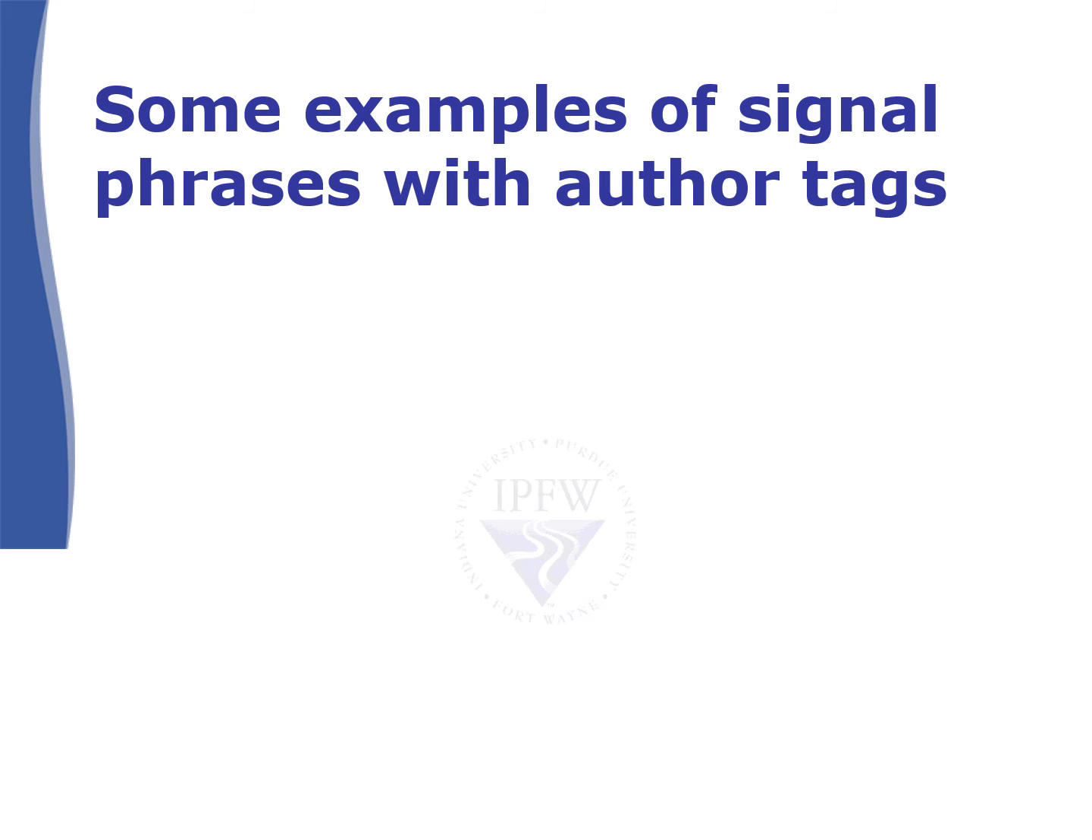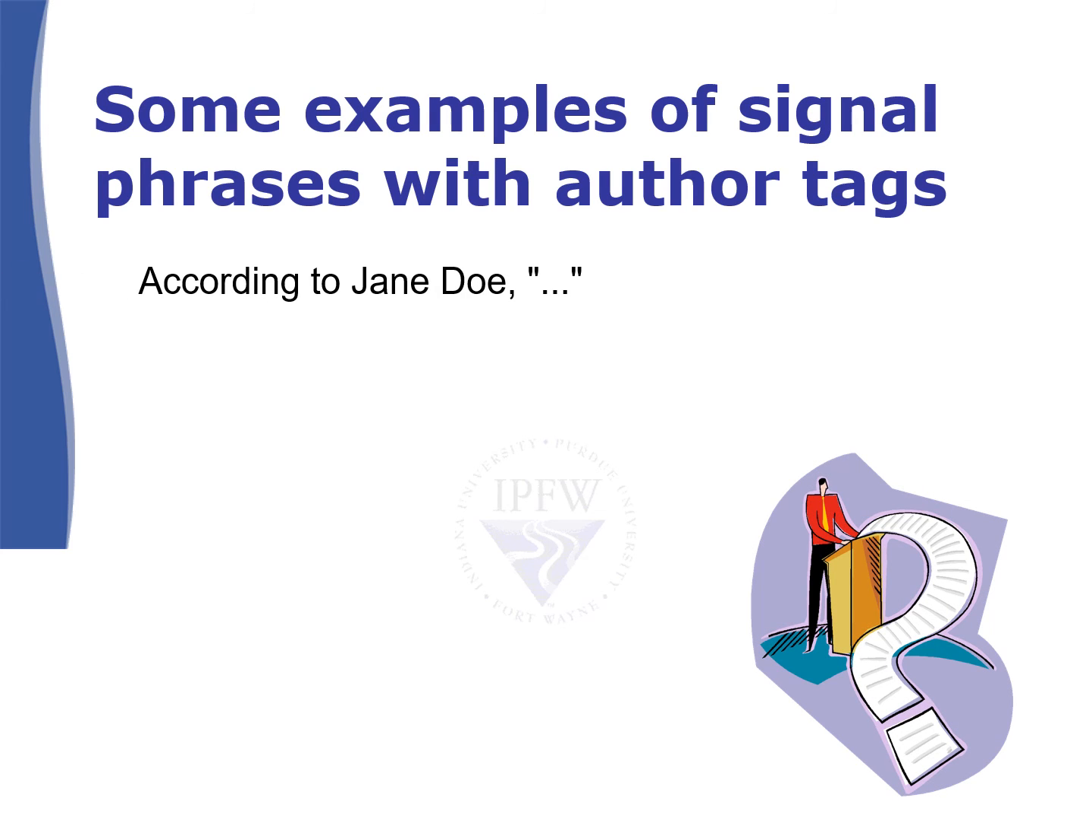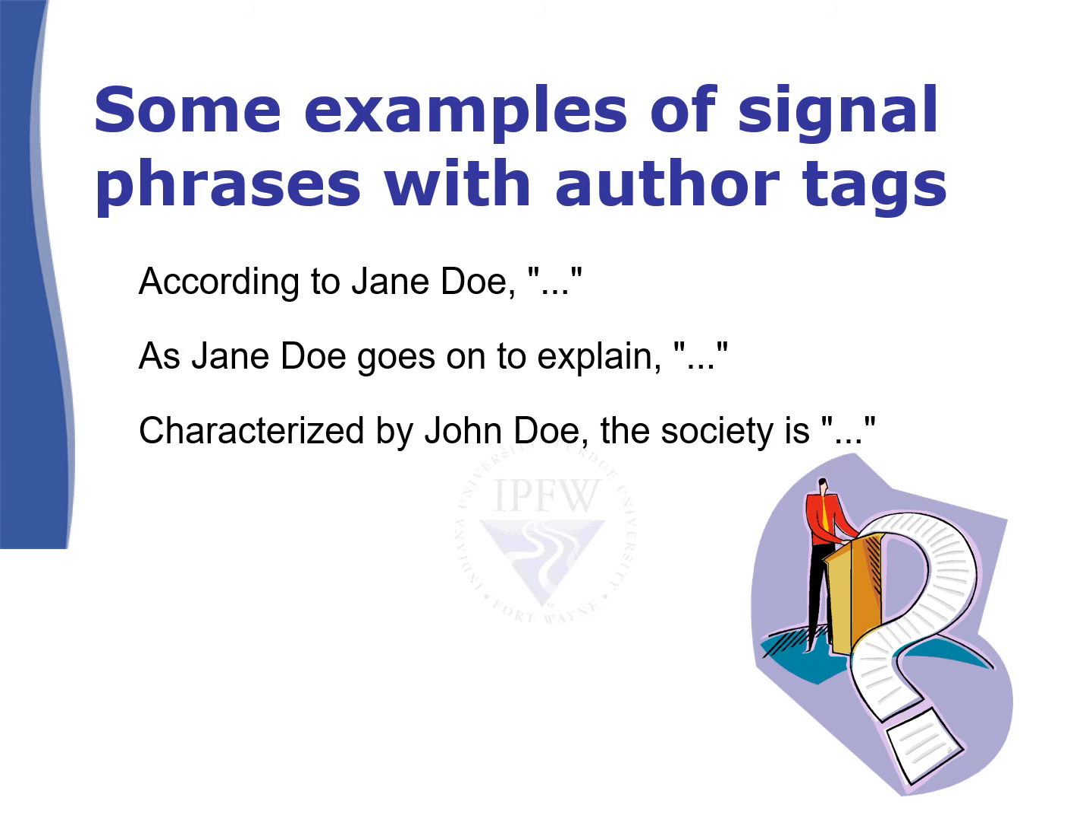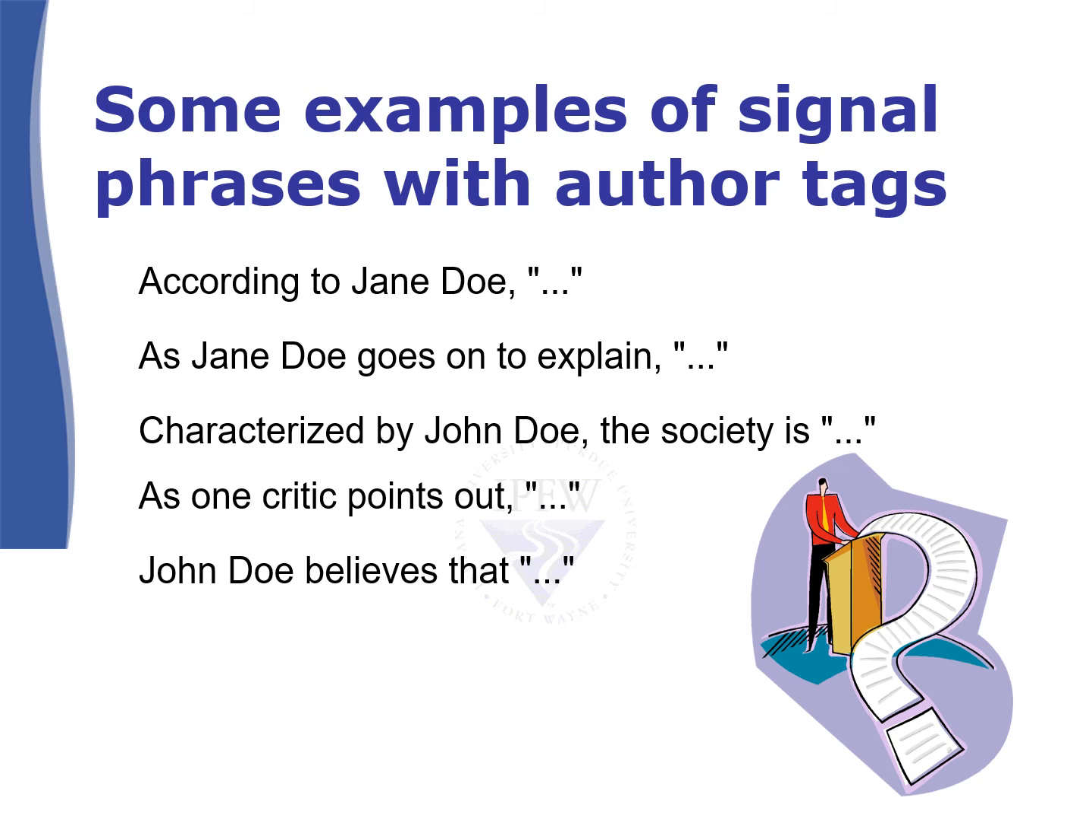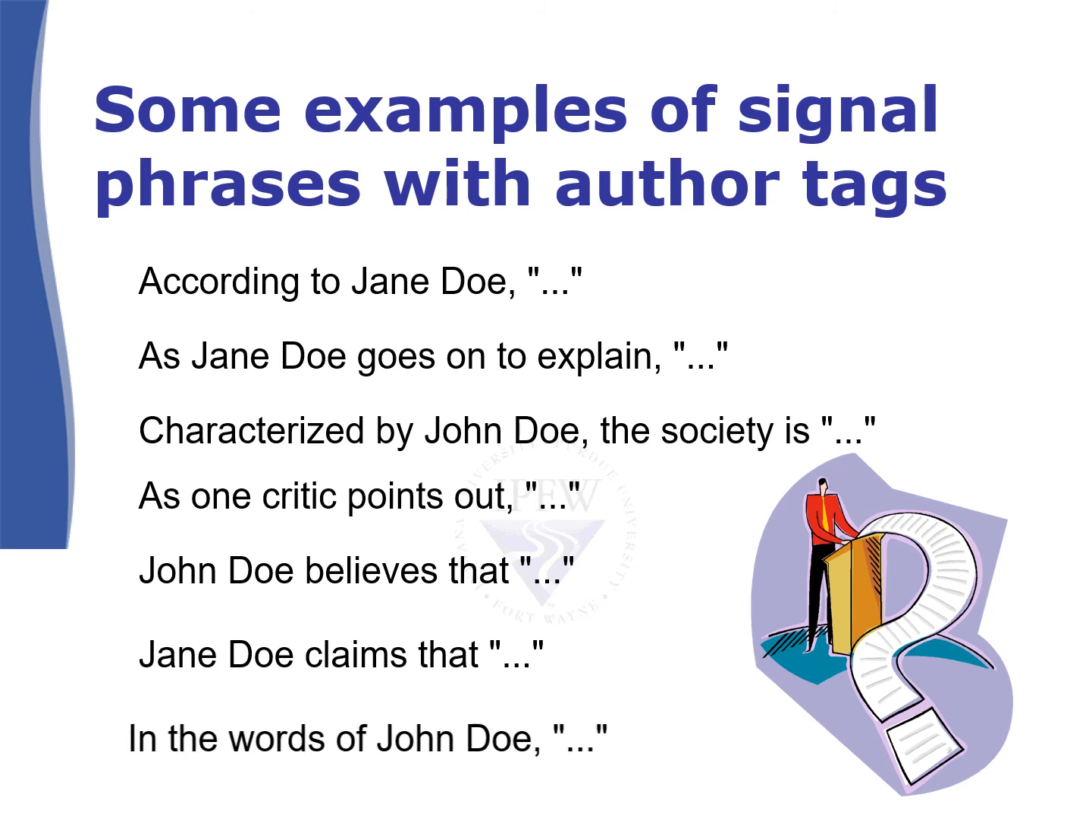So here are some examples of signal phrases with author tags. According to Jane Doe, and then the quote. As Jane Doe goes on to explain, characterized by John Doe, the society is, as one critic points out, John Doe believes that, Jane Doe claims that. In the words of John Doe. So those are some examples of signal phrases with author tags that you can use.